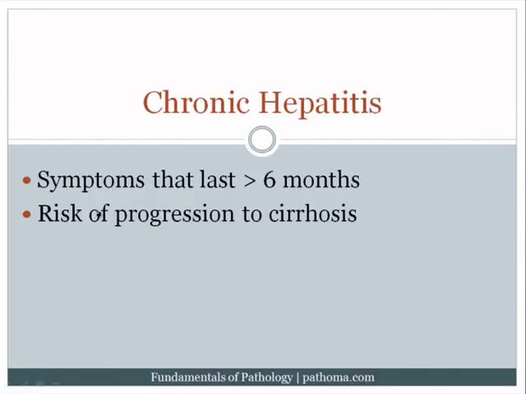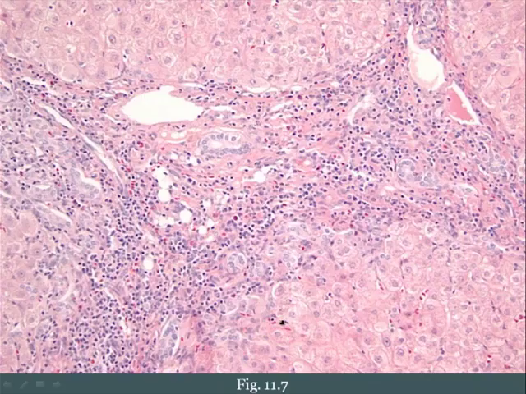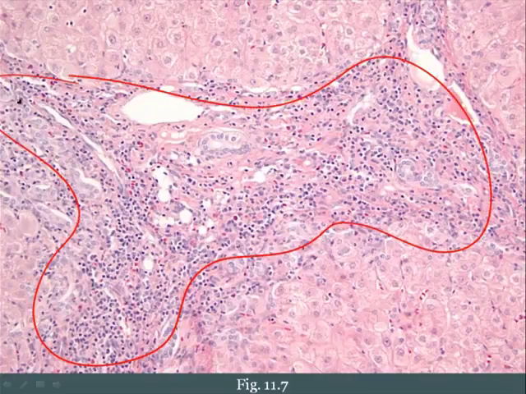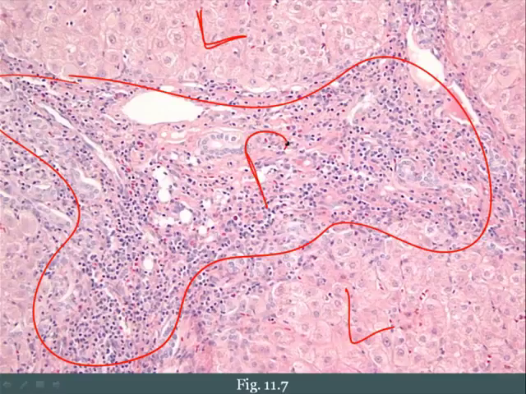Chronic hepatitis is defined as the presence of symptoms and appropriate serology that last for greater than 6 months. Of course, chronic hepatitis has a risk of progression to cirrhosis, and we'll hear more about that when we discuss cirrhosis. Important to note that in chronic hepatitis, the inflammation predominantly involves the portal tracts. And so here I'm outlining a portal tract, and you can see that within the lobule of the liver, here and here, we don't really see much inflammation. But clearly within the portal tract, you can see all these small blue dots representing inflammatory cells.